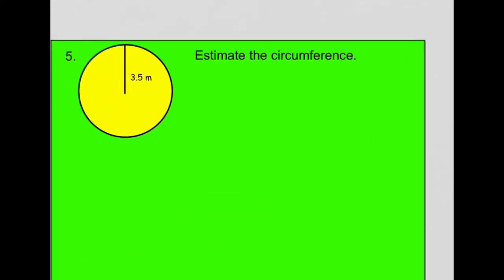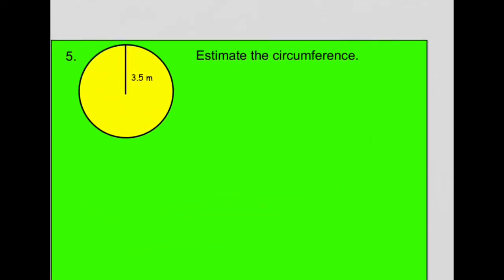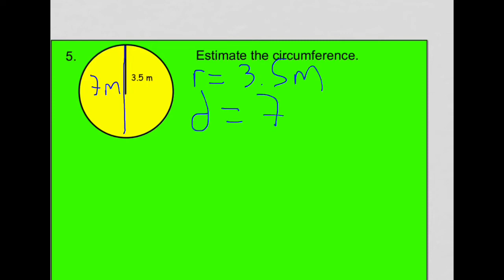Now look at this one. This one says estimate the circumference. When we estimate, we're going to round off. In this question, we've been given the radius. The radius is 3.5, so R is 3.5 meters. The diameter has to be all the way across, so the diameter is double that. The diameter is going to be 7 meters, so D equals 7 meters.